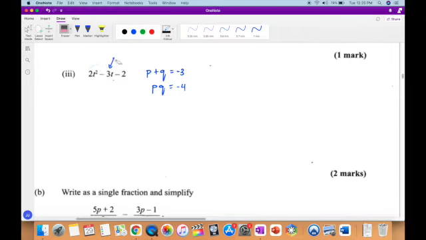So what two numbers, when I add them, I'll get negative 3, and when I multiply them, I'll get negative 4? How about negative 4 and plus 1? So negative 4 plus 1 is negative 3, and negative 4 multiplied by 1 is negative 4. So we have our two numbers there. What we do is we take the two numbers and we substitute the middle number for them. So I'll have 2t squared minus 4t plus 1t minus 2, right?